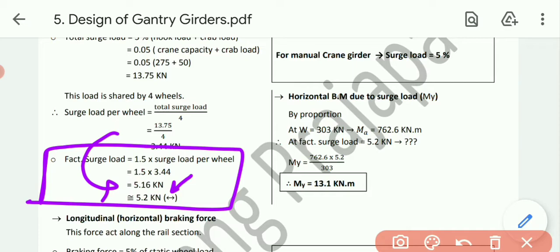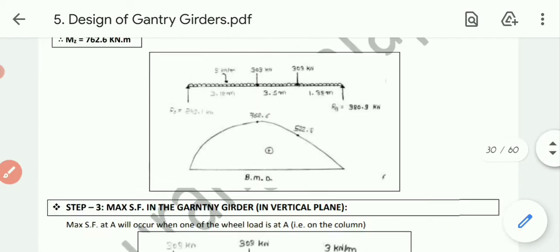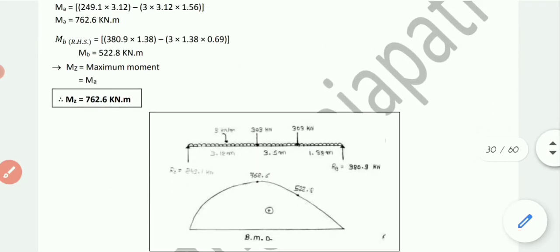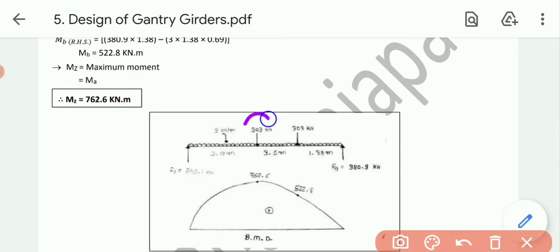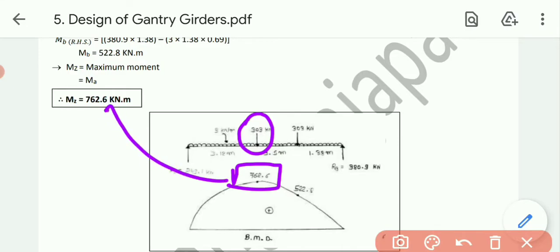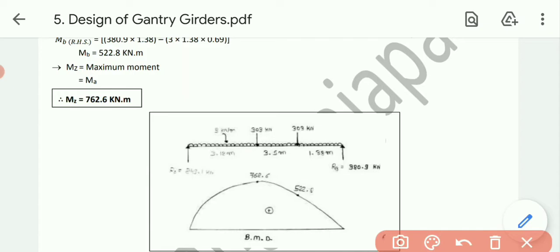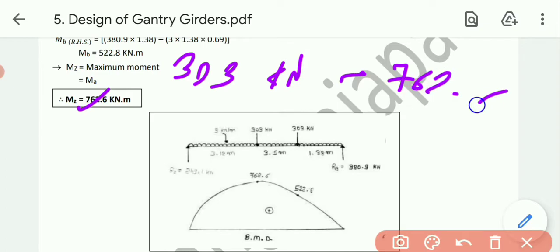Okay, once we get this factor load, then we have already calculated the maximum bending moment. We have already calculated this maximum bending moment for this load. Say for 303 kilonewton, the maximum bending moment is 762.6. So by doing such proportions, I can calculate the maximum bending moment due to surge load also. For 303 kilonewton, our maximum bending moment is 762.6 kilonewton into meter.